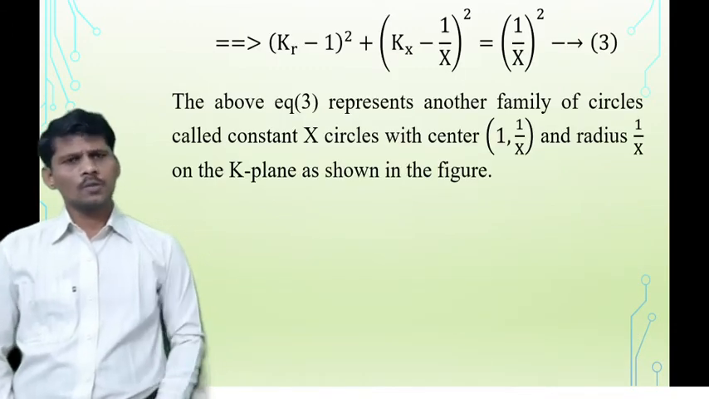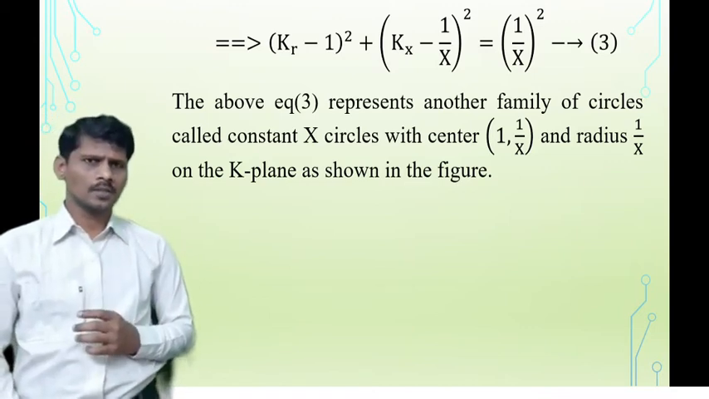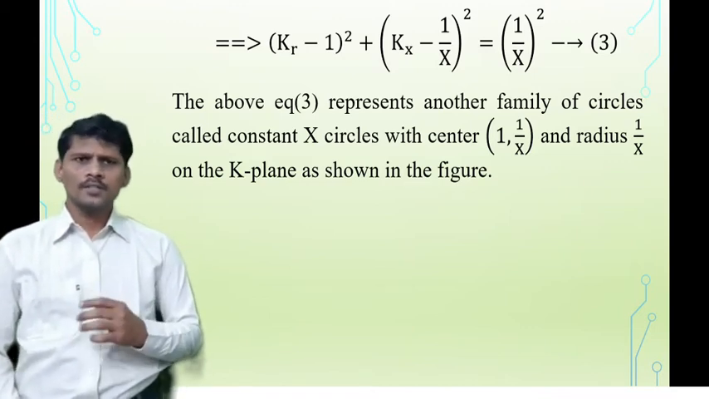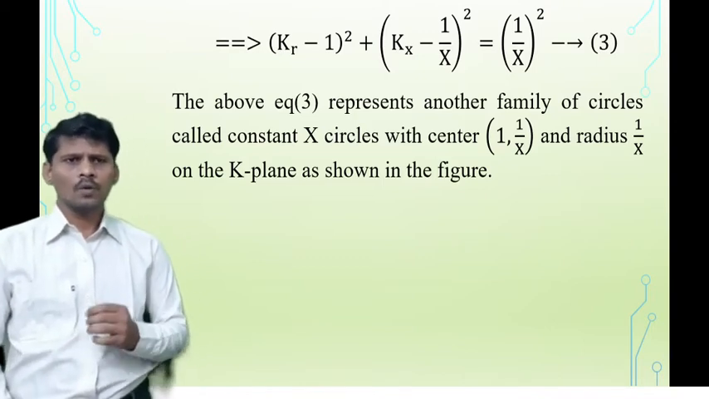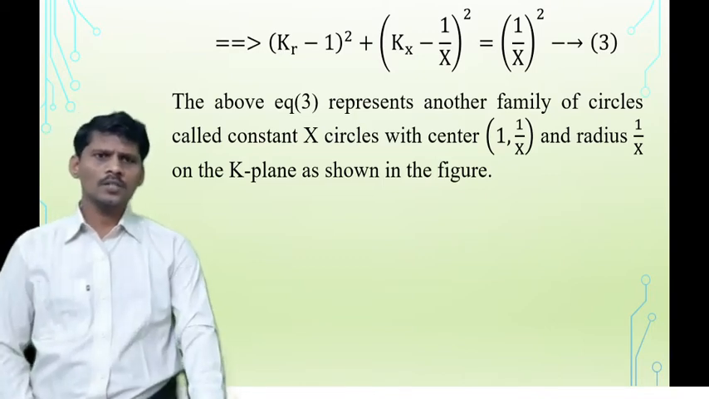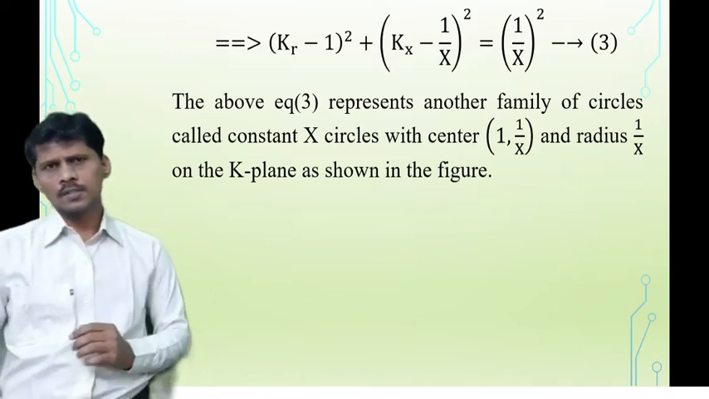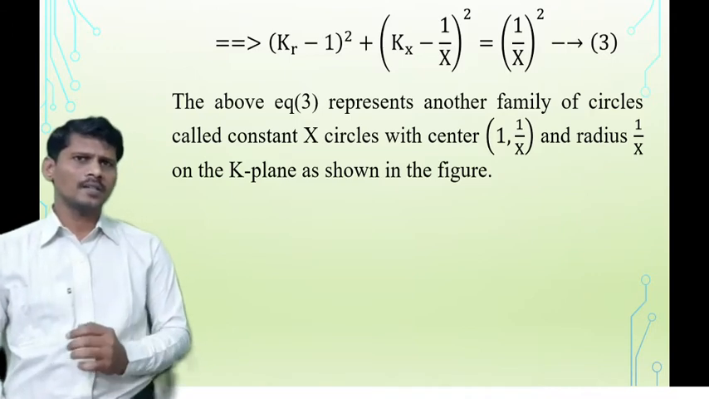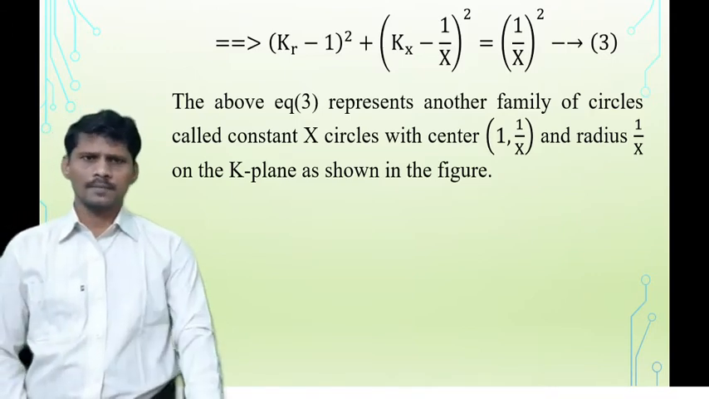Comparing this equation with the standard representation of a circle, the center of the circle is 1 comma 1 by x and the radius of the circle is 1 by x. So this equation is called another family of the constant x circles, which is represented in the reflection coefficient plane.